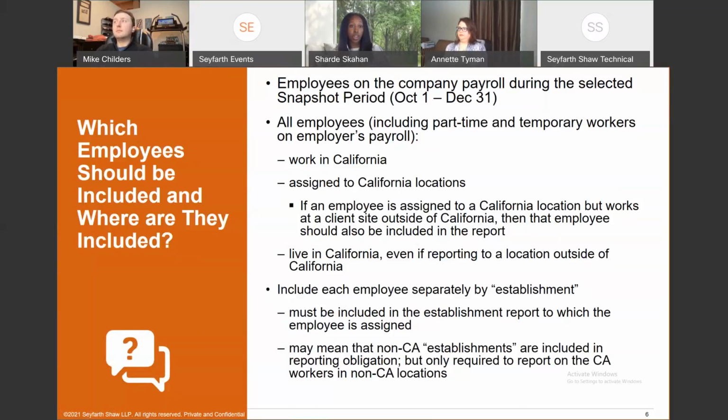Again, this is going to be very broad. There's no size limitations under California's law. So if you have an employee who works in California, that employee is going to be included on your report. If you have an employee who is assigned to a California location, whether or not they're actually physically working in California, then that employee will also be included in your report. So say you have an employee who is technically assigned to the Los Angeles location, but they're really working at a client site in Dallas. Well, that employee is still going to be included in the report because they are assigned to a California location.